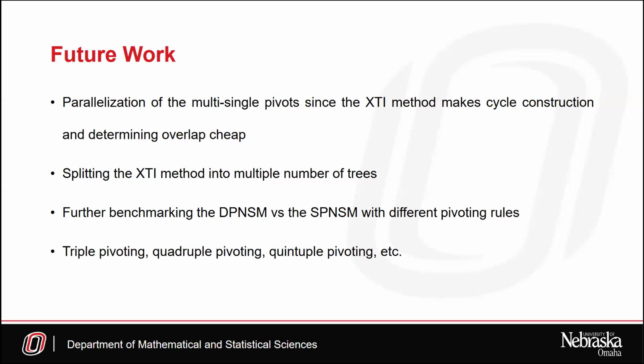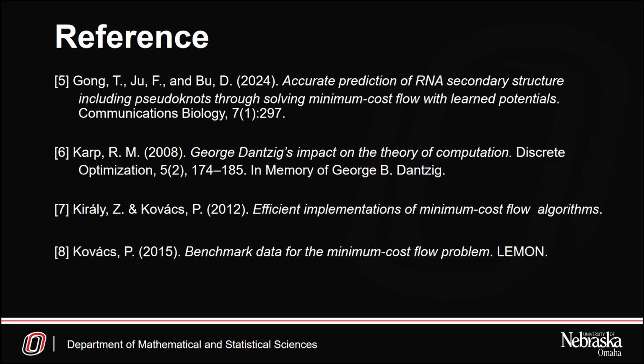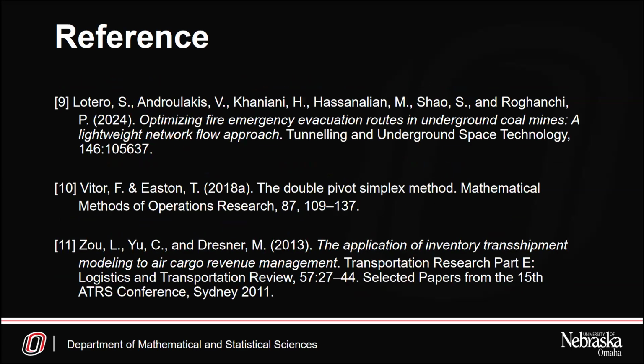A question this proposes is, at which point do we get diminishing returns? Do we get diminishing returns at quintuple pivoting, sextuple pivoting, 7 pivoting? Who knows, but that's research that needs to be explored. The following are the references that were used for this thesis. And that concludes this presentation.